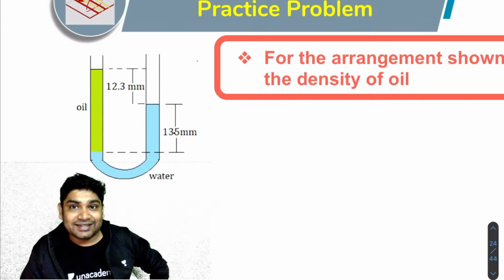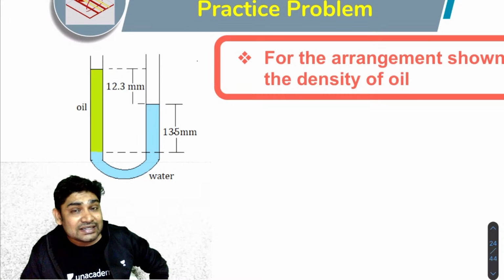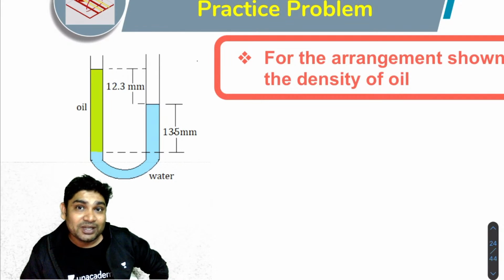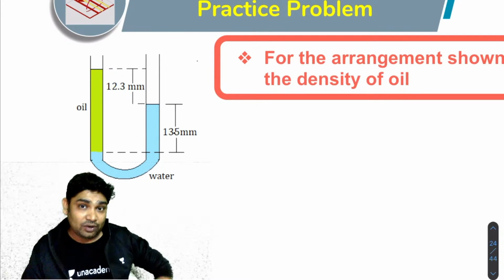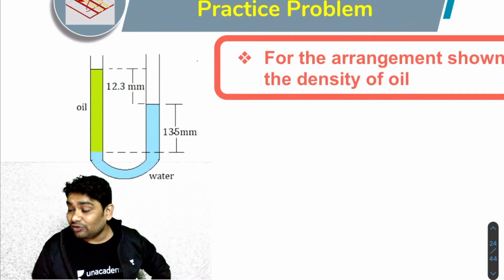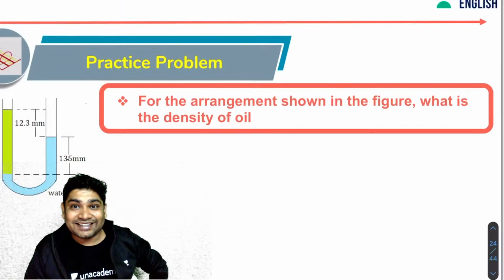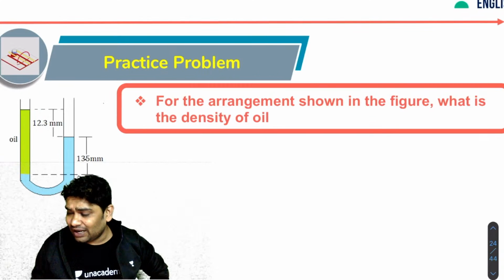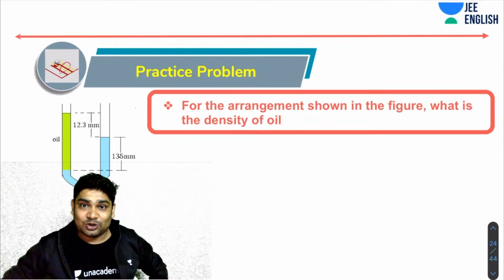So here is the question that has been told to you. On one side you have water, and on the other side you have oil, and the height of the water column is 13.5 mm. The height of the oil column above this level is 12.3 mm. You have to find from this figure what the density of oil is. Try this. Let me give you 1 minute to try this, and then I will start to solve it.